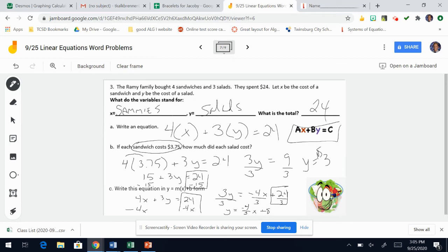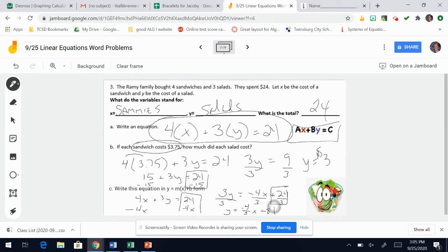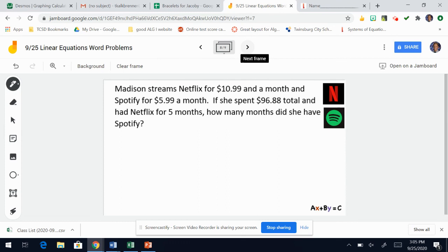So we have this form, which is standard form, and now we have this form, which is going to be our y equals mx plus b graphing form. So we're going to start at positive 8 when we go to graph this. All right? Any questions? Please email, and we will help you out.